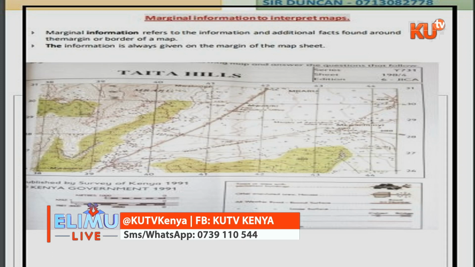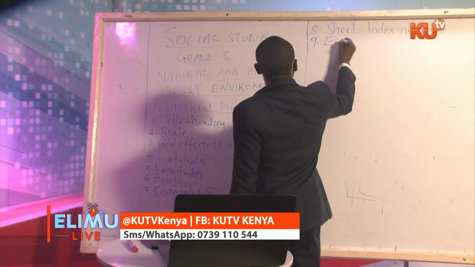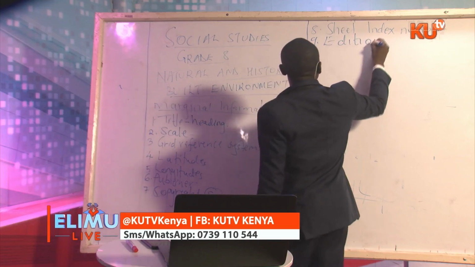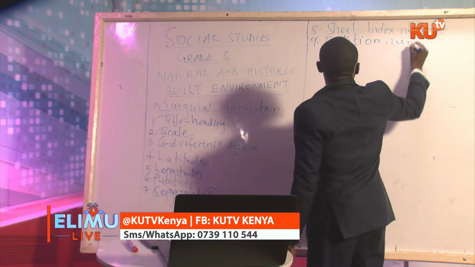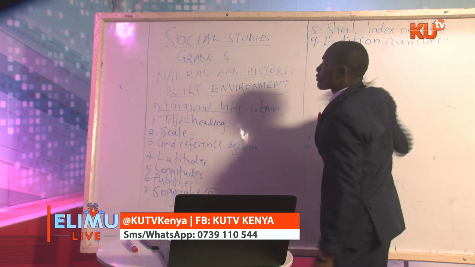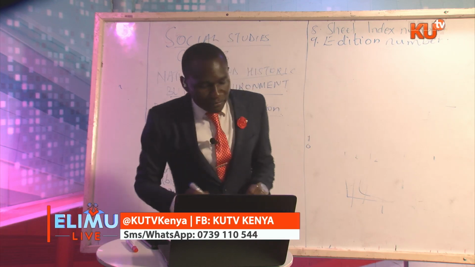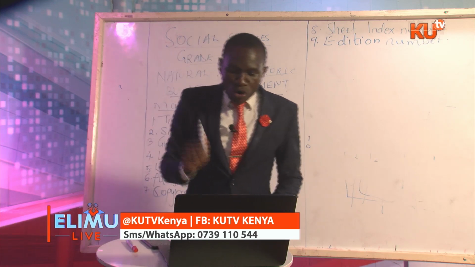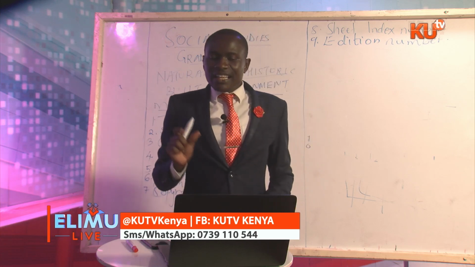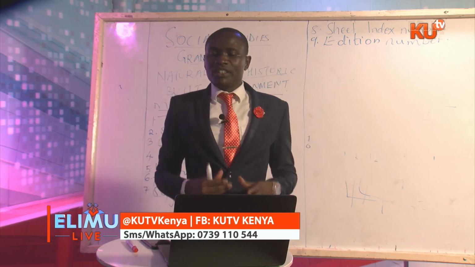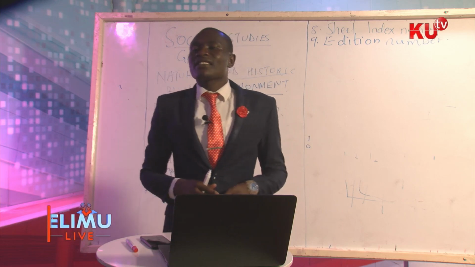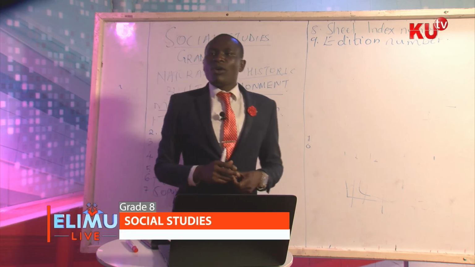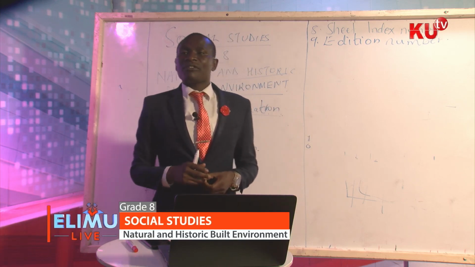And then lastly, we have what we call edition number. What is edition number? Edition number shows the year in which the map was published. In this case, look at the map of Taita Hills that we have.